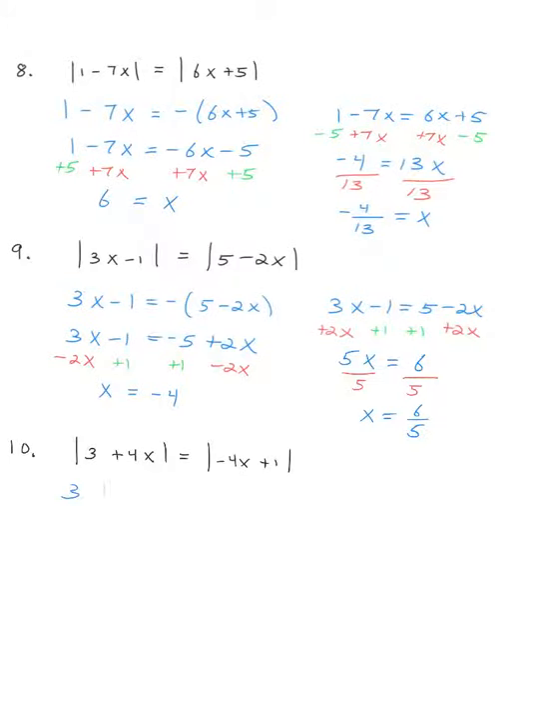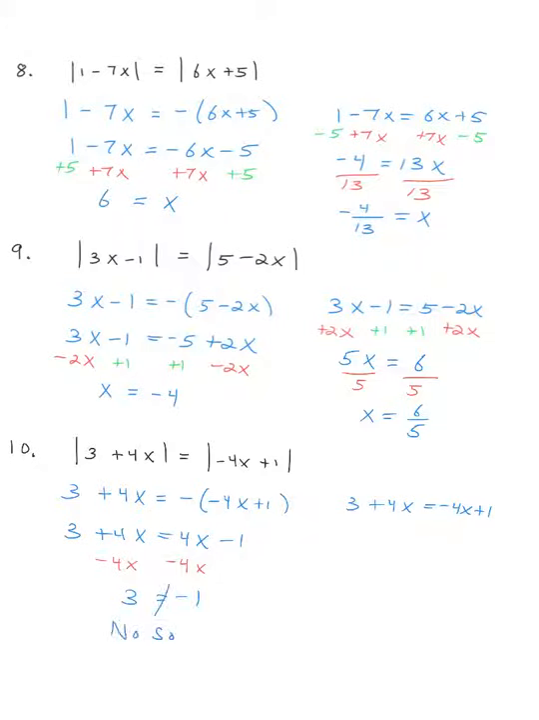All right, my two equations will be 3 plus 4x is equal to negative 4x plus 1, and also just 3 plus 4x is equal to negative 4x plus 1. On the left equation, I'll distribute the negative. I get 4x minus 1, and I think I'll subtract 4x from both sides. I'm noticing that I can stop at this point because the net result is going to be 3 is equal to negative 1, and this is false. So this gives us no solution.